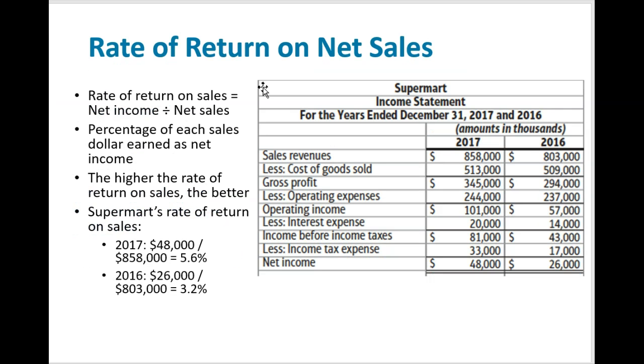Almost there. I know this is long. This is the rate of return on sales, and this is net income divided by net sales. So net rate of return on sales. Return on, remember that's net income. So it's going to be net income divided by sales. So for every dollar of sales we have in 2017, we've got 5.6 cents or 0.056 of return.